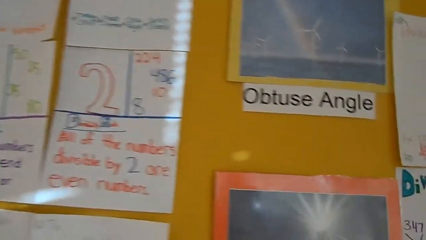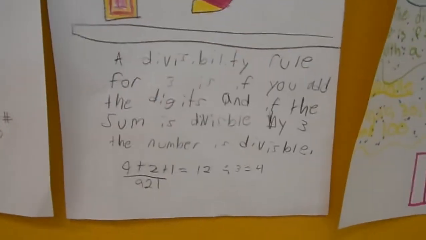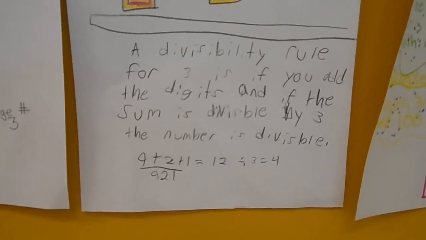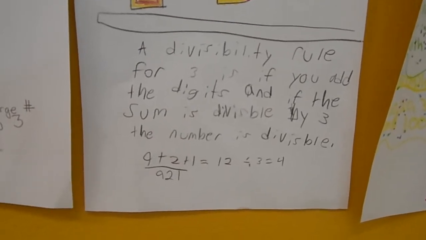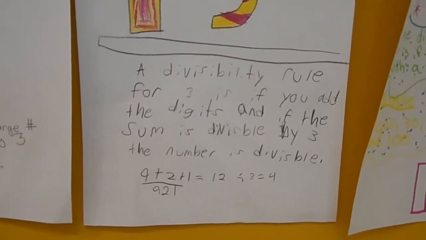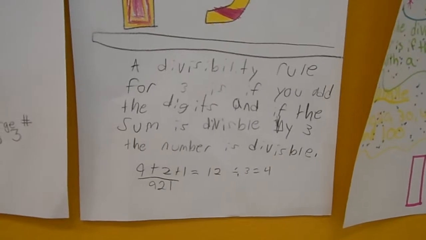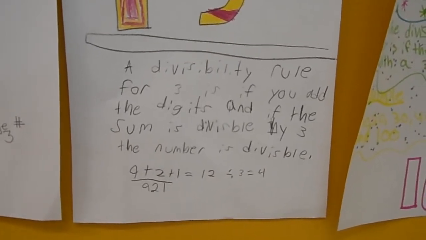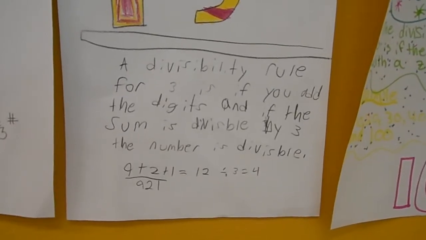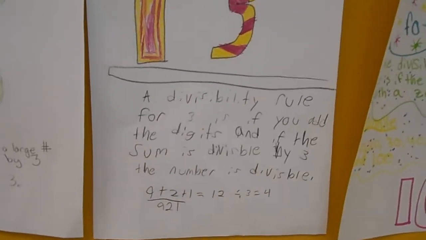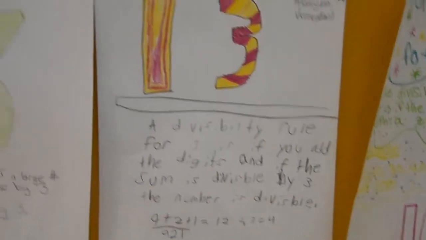Now, let's look at the number 3. A divisibility rule for 3 is if you add up all the digits and if the sum is divisible by 3, the number is divisible. For example, the sum of 921. You take the digits 9 plus 2 plus 1 equals 12. Because 12 is divisible by 3, the entire number is divisible by 3.